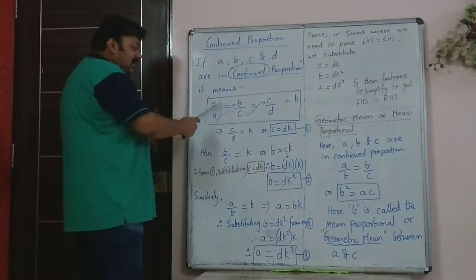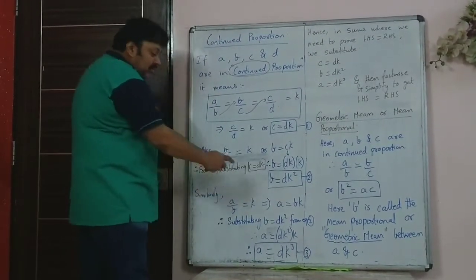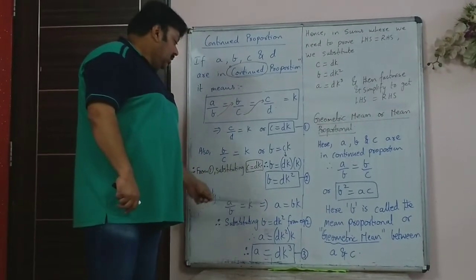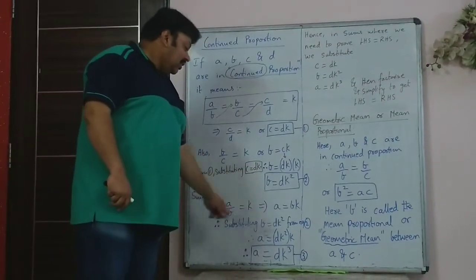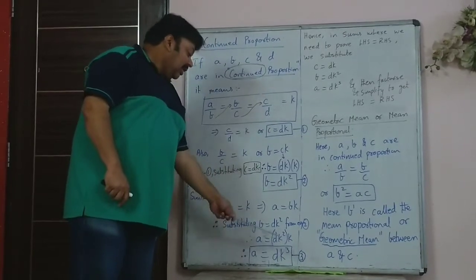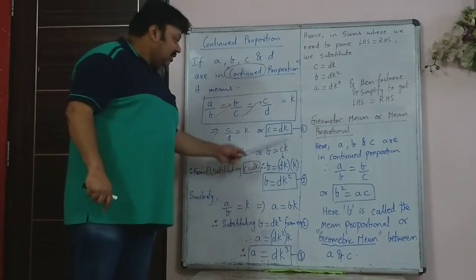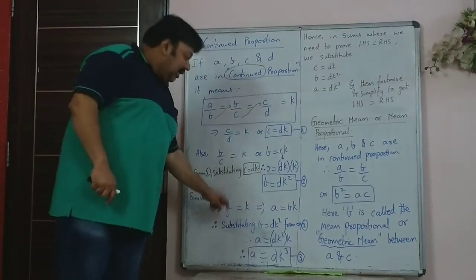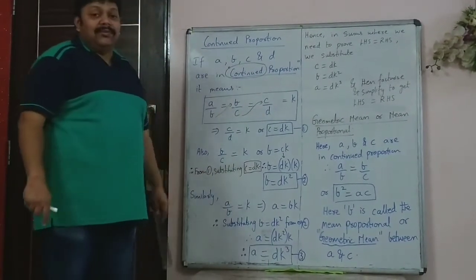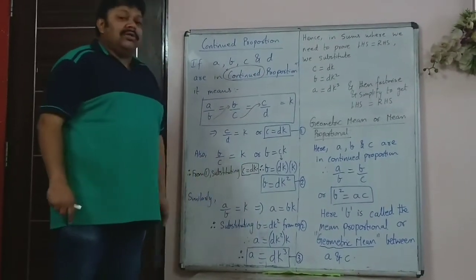Then you have one more term left, that is A upon B is equal to K. So A is equal to bk. So you will get A is equal to bk, and substituting B is dk squared from equation number 2, we will get A is equal to dk squared into K, that is dk cube. So from these three equations you will see that you have replaced A, B and C and written everything in terms of D and K. So first you wrote C is dk, B is dk squared and A is dk cube.